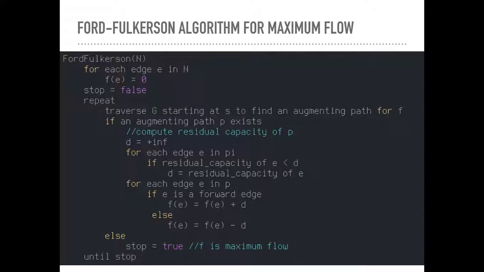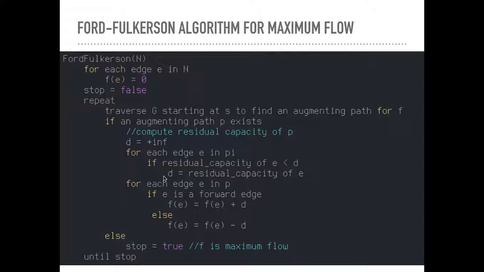So let's move on to the Ford-Fulkerson algorithm for maximum flow. Ford-Fulkerson accepts a network, and then we say for each edge in the network, the flow in that edge equals 0. Then we have a sort of do-while loop here. So stop is false, and then we'll repeat this block until stop is true. The first thing we're going to do is traverse G using something like a depth first search, starting at the source to find an augmenting path.